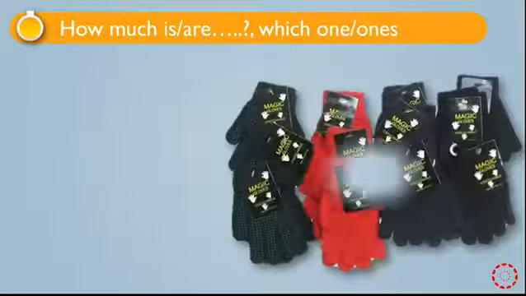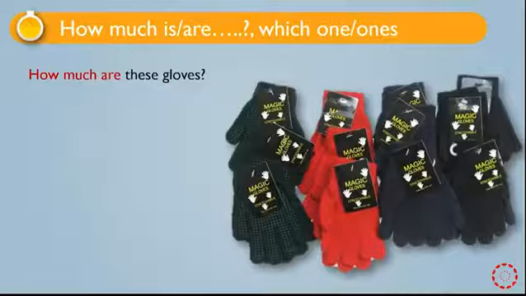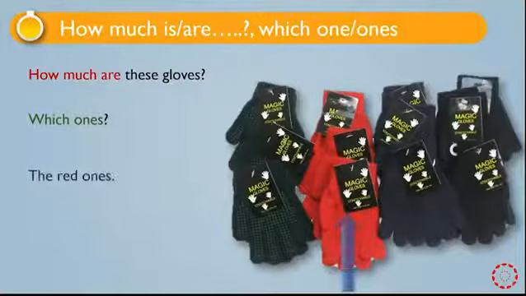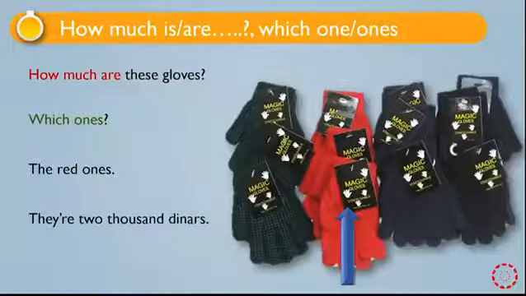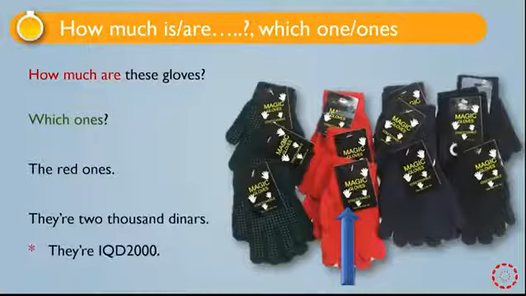Another example. How much are these gloves? Because gloves is not singular, it's plural, we use are, and we use which ones. Which ones? The red ones. They are 2,000 dinars. So because it's plural, we use are here, and which ones, not which one, and we use they are.